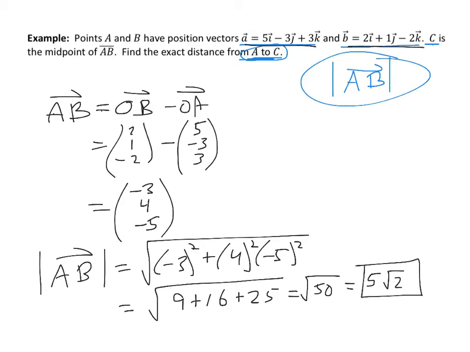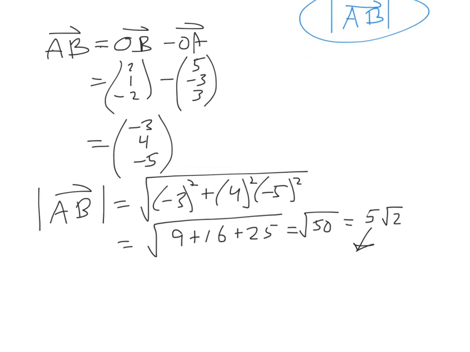And I boxed that, but I suppose I shouldn't actually have boxed that, right? We weren't asked to find that distance. What they wanted is the distance from A to C, right? So the distance from A to C is going to be half of this. So, we could say the magnitude of AC is 5 root 2 over 2. Or we could write something like the distance AC is 5 root 2 over 2.